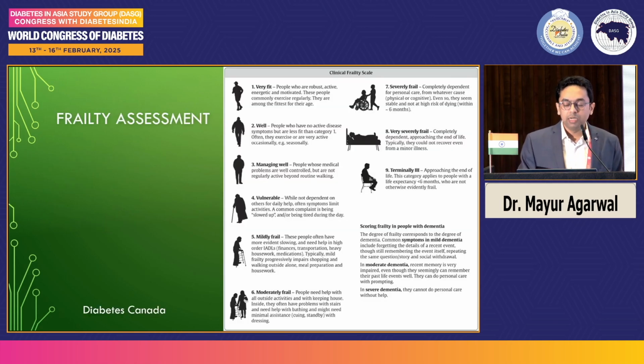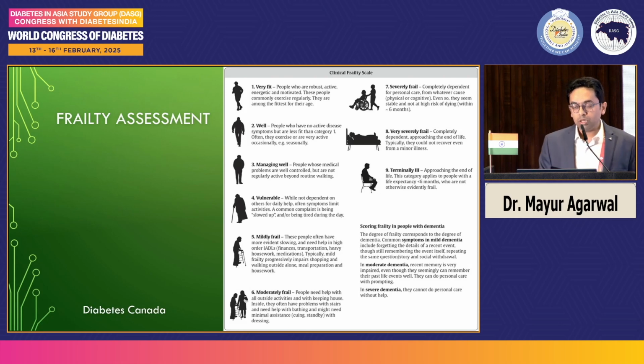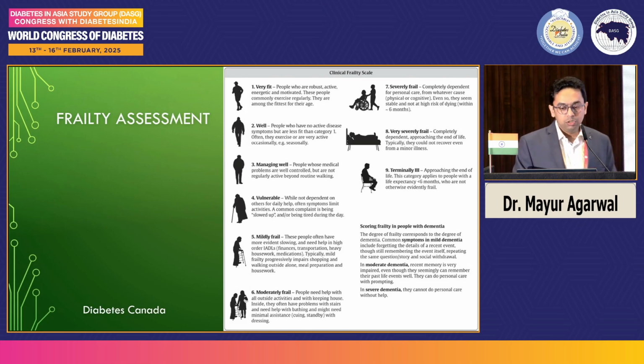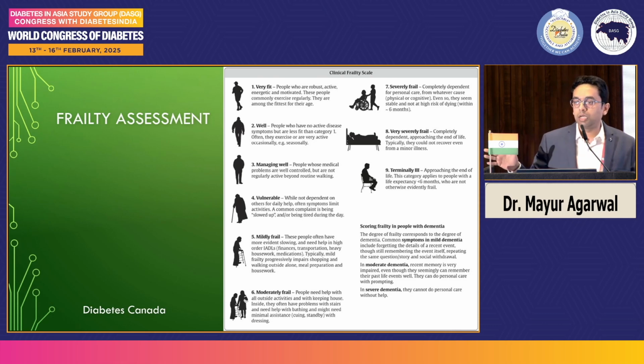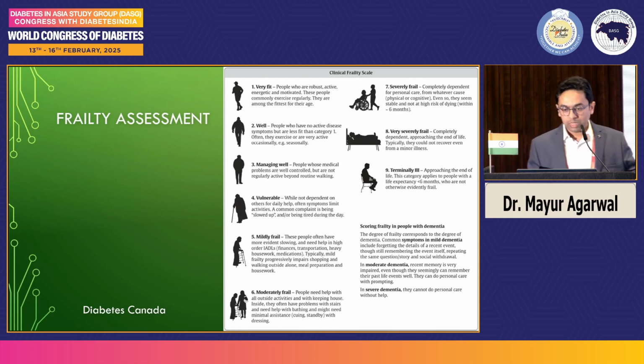This is from the Diabetes Canada. So overall there is a frailty assessment. You see here 1, 2, 3, that is very fit, well and managing well. For them I would say age is just a number because they are fit. You can consider them as normal, and you can keep the targets as normal, whatever you do for a normal type 2 diabetic young patient, something like that. So that's an important thing.